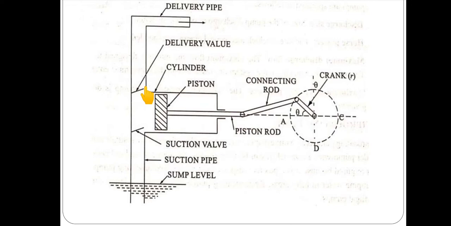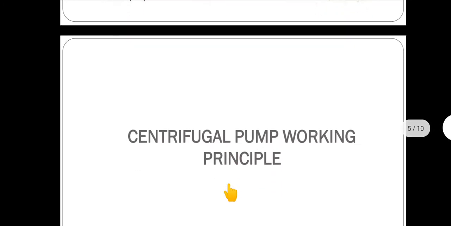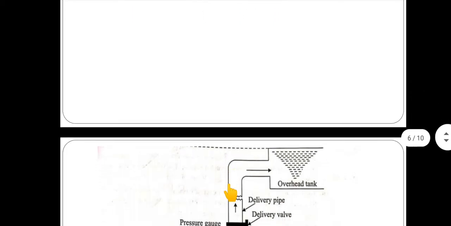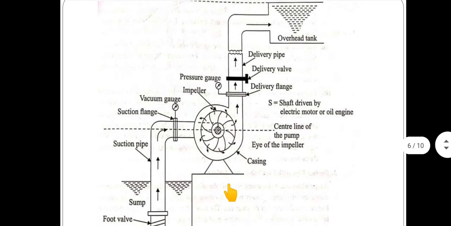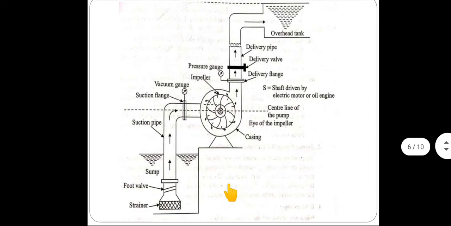Next, let us move to the next pump, that is the centrifugal pump. Centrifugal, as I already told, means it is placed outside the water. Now let us see how this centrifugal pump works. This is the diagram of the centrifugal pump.